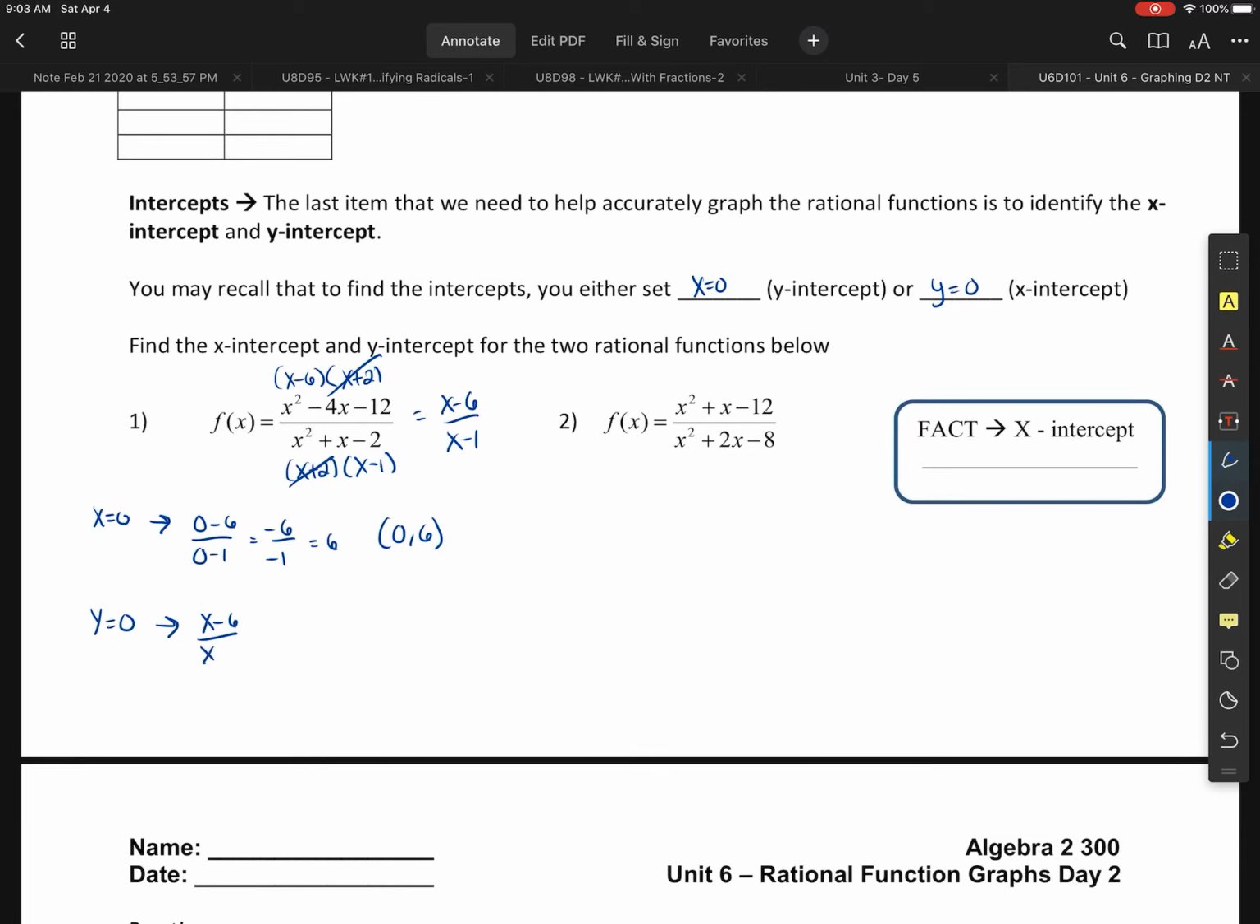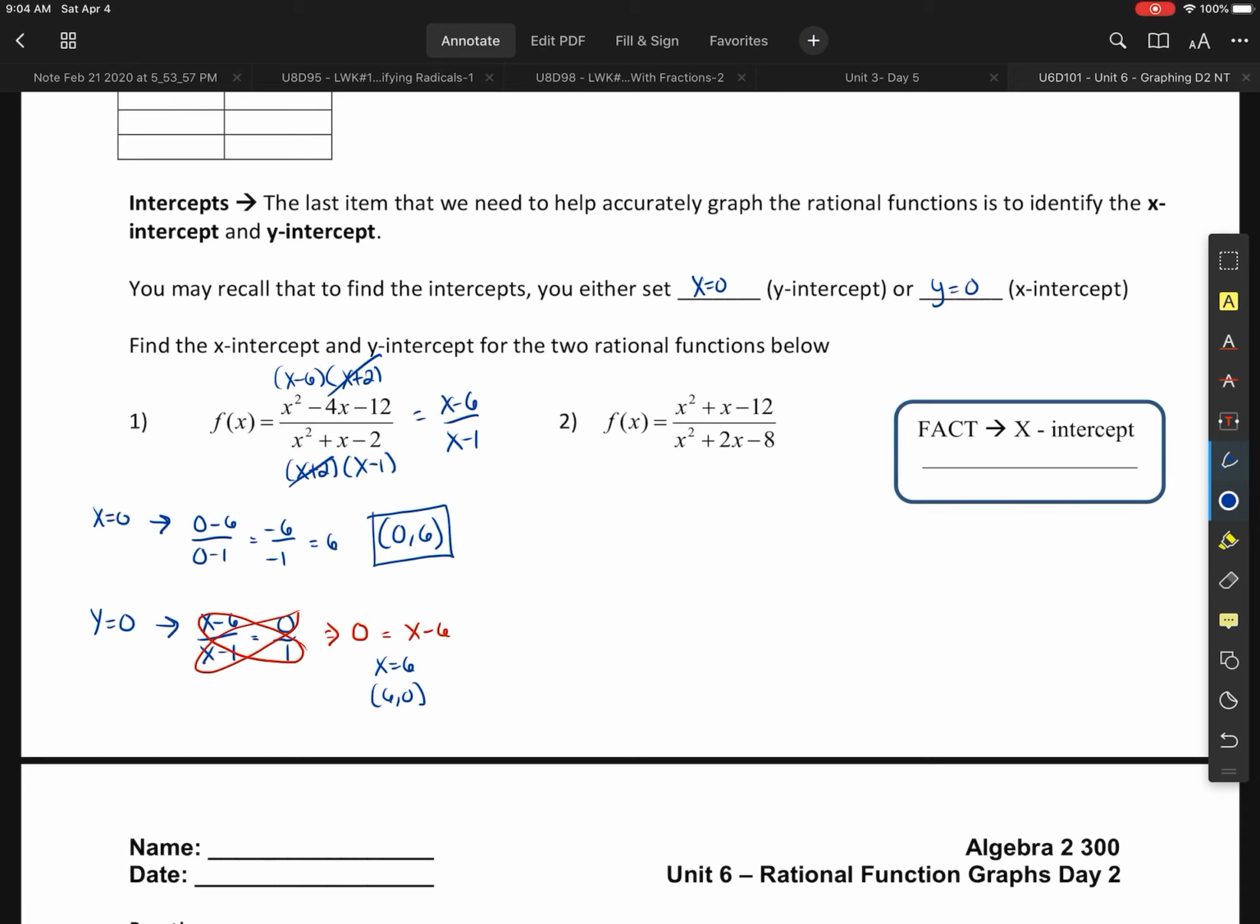So we got x minus 6 over x minus 1 equals 0. Now what I like to think about is, if I have a fraction equal to 0, I can make it a fraction equal to a fraction, 0 over 1. It can't be 0 over 0 because you can't have 0 in your denominator. So with this setup, I can cross multiply. 0 times x minus 1 is 0. 1 times x minus 6 is x minus 6. So by cross multiplying, I get 0 equals x minus 6, which gives me x equals 6. So my x-intercept is (6, 0).